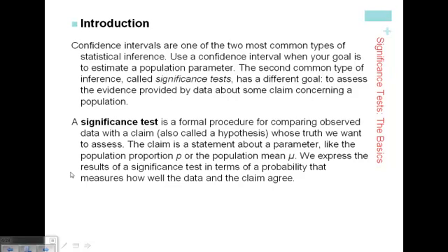This is where the NBA and the height thing would probably work out well together. Like the population proportion or the population mean. We express the results of the significance test in terms of a probability that measures how well the data and the claim agree.